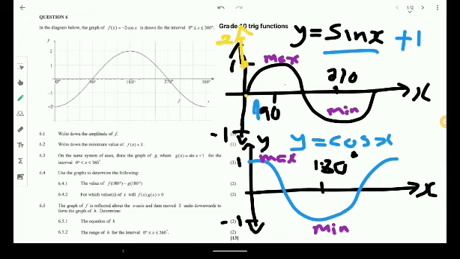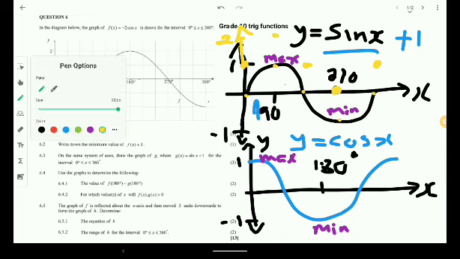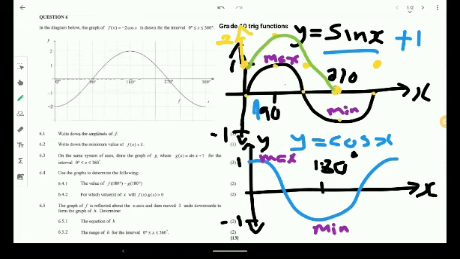Maybe let's say it's +2 there. This point here used to be at +1. It is at +2, and this point used to be here. Now it is here. This point used to be here. Now it is here. This point used to be here. Now it is there. So let's just join all the points. This is the graph that they want.